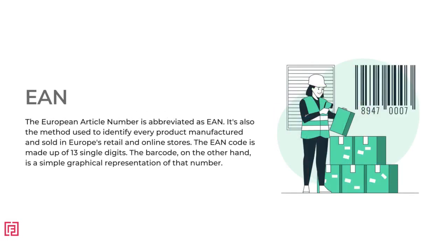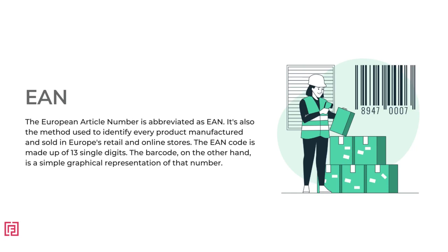What is EAN? The European article number is abbreviated as EAN. It's also the method used to identify every product manufactured and sold in Europe's retail and online stores. Nearly every packaged item in your local supermarket has an EAN number. It will take the form of a unique barcode that store and warehouse systems can scan to instantly identify the product.